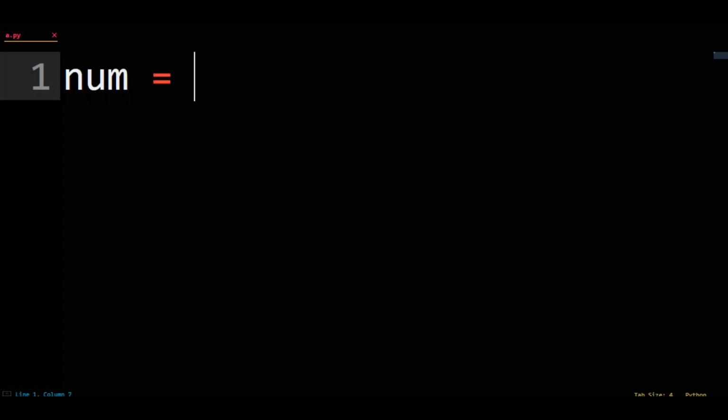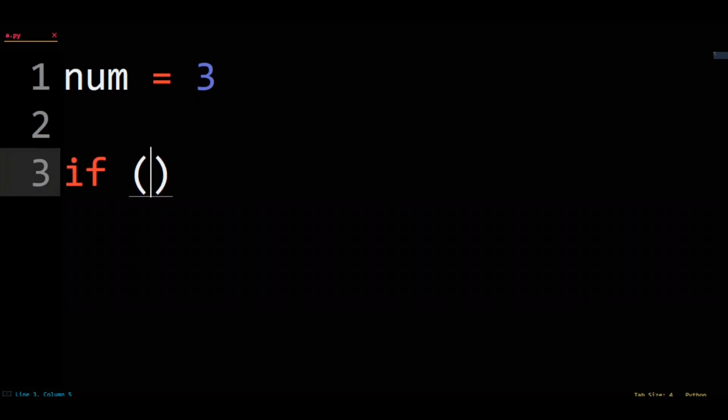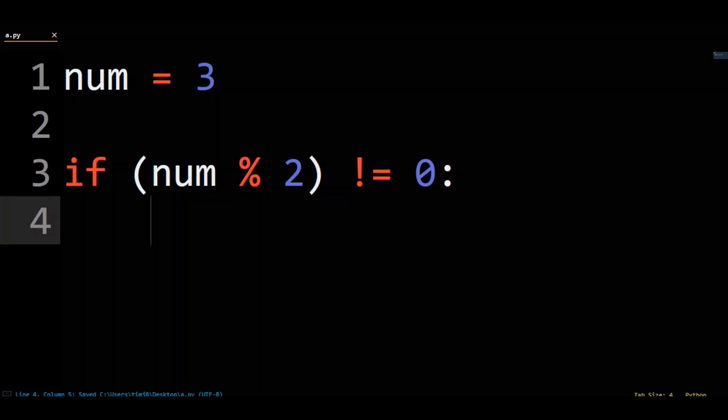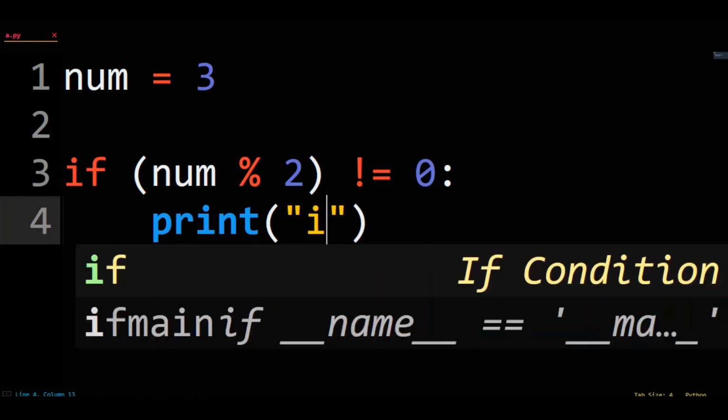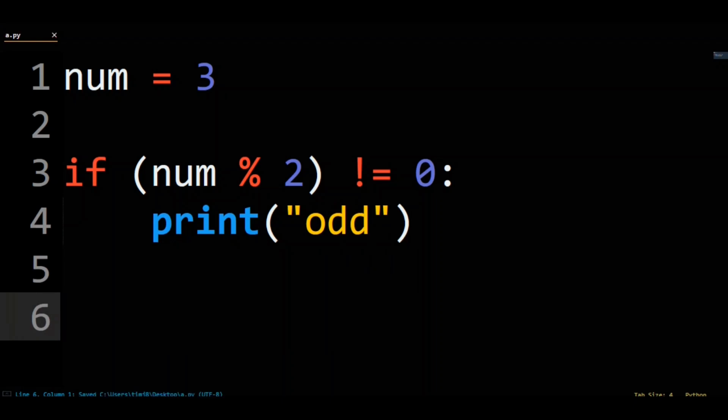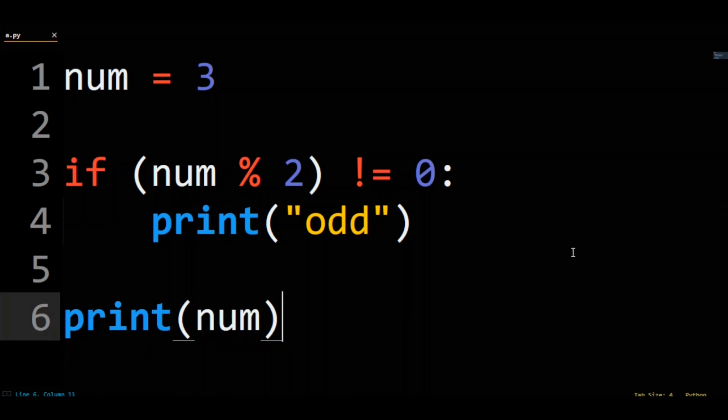num = 3. If num % 2 != 0, then print "odd". Outside the if, print num. This code reads, if the number isn't even, then print odd. If we run the code, we'll see num is odd. For our next example, num = 4.